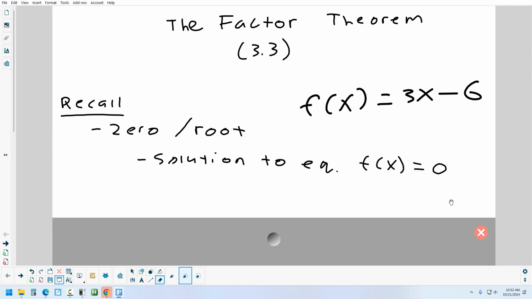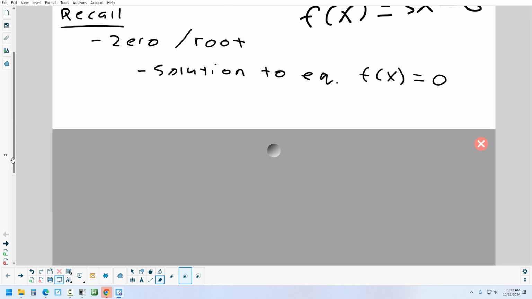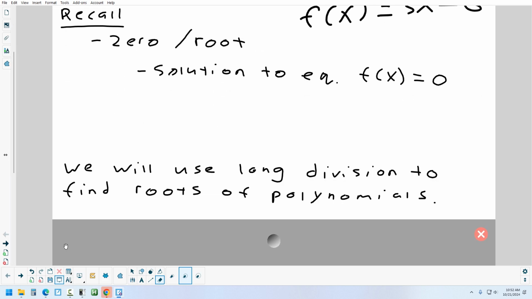Okay, so any questions on what a root is? Some equations have more than one root. It depends. Generally, as the degree of the equation goes up, you have more answers. So that's a linear. If we did a quadratic, we could have 2 roots. So what we're going to do is use long division to help us find roots of polynomials.